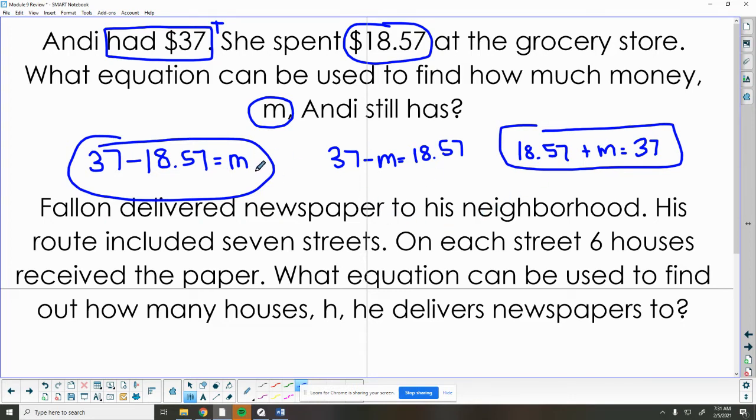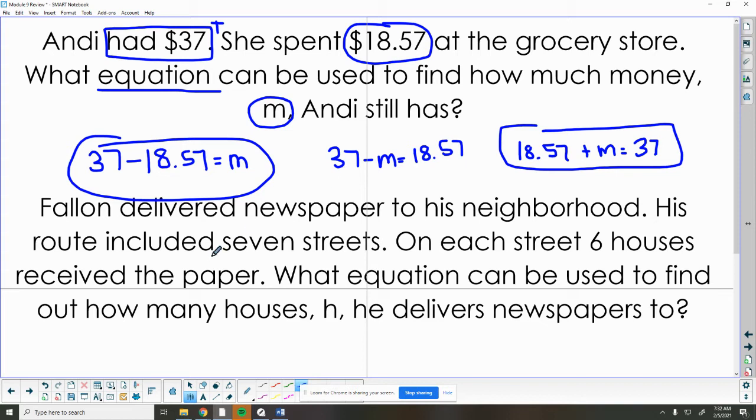And if I asked you to write one, I would take any of these. It needed 37, 18.57, and it needed that variable to show what we're looking for. So this one just says the equation. It doesn't even ask us to solve. So pay attention to your directions. Do you need the equation? Do you need the solution? Do you need both?